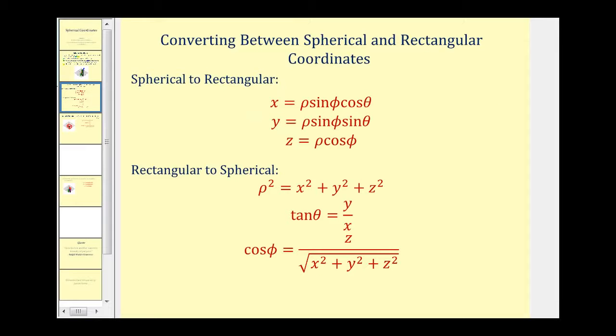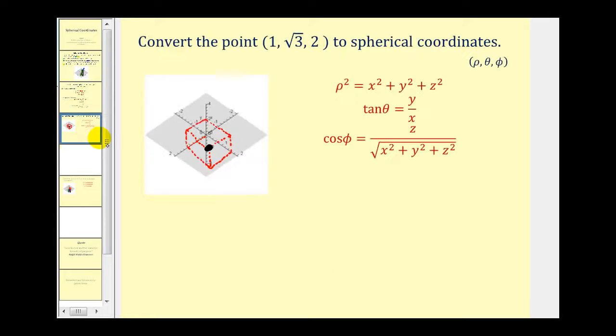Now we can use the following equations to convert between spherical and rectangular coordinates. And as you can see, most of these come from using trigonometry, or in this case here, this comes from the equation of a sphere. These three equations are often helpful to convert from spherical to rectangular coordinates, and these three equations are helpful when converting from rectangular to spherical coordinates. Let's go ahead and take a look at a couple of examples.